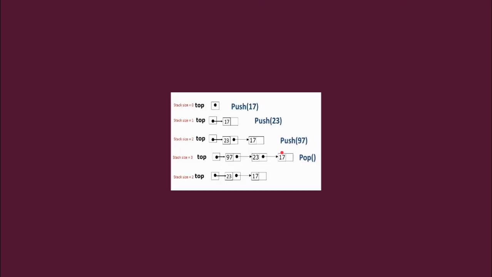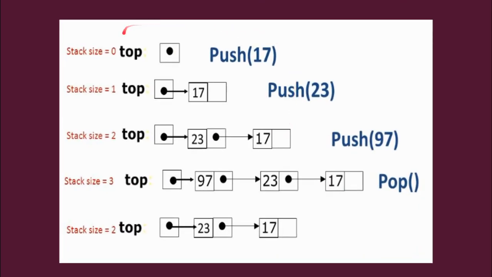Now let us see with an example how it is done. So here the stack size is 0 initially, top is nothing. When you give push, 17 is pushed, and now stack size becomes 1 because one element is pushed. Now the pointer is incremented to 17. Now again when you give push of 23, the element is pushed to the top position. So 17 will be at the bottom and 23 comes to the top. Now stack size becomes 2 because it contains two elements, 17 and 23.